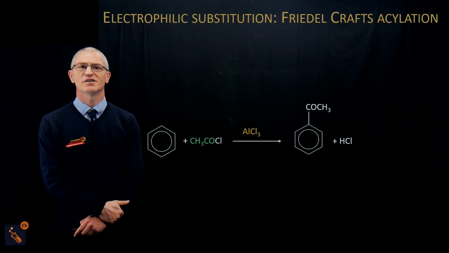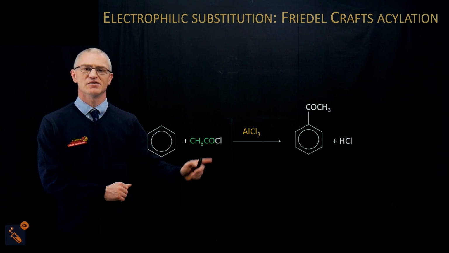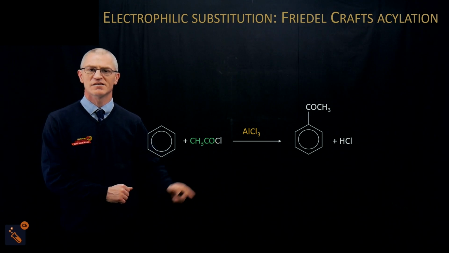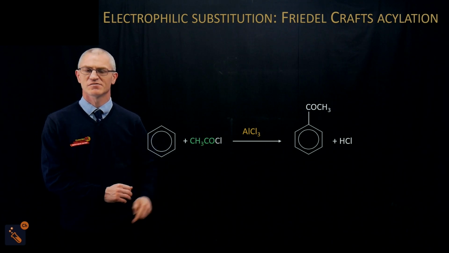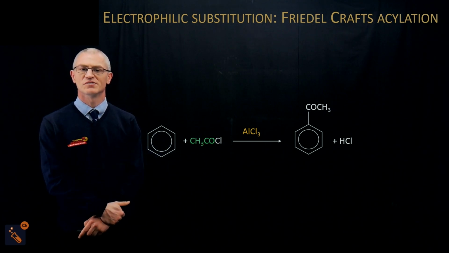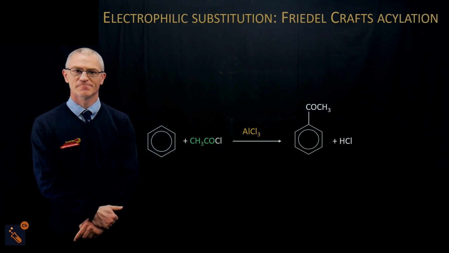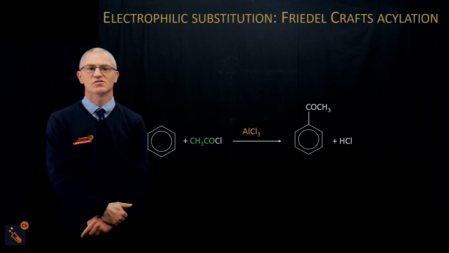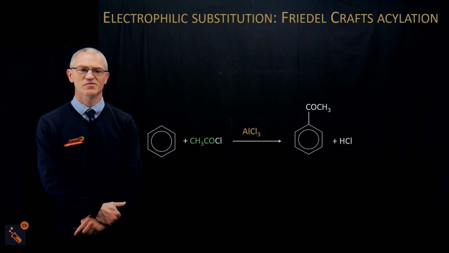The next one is Friedel-Crafts acylation, and you have an acyl group. So here is an acyl group, CH3CO. That's an acyl group, and we have to use an acyl chloride, which this one is called ethanoyl chloride, and we use our halogen carrier again. And this will put an acyl group onto your benzene, plus the HCl as we've had before.